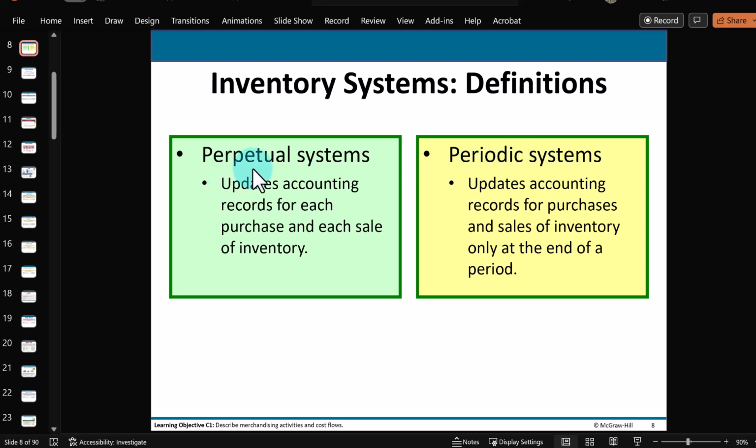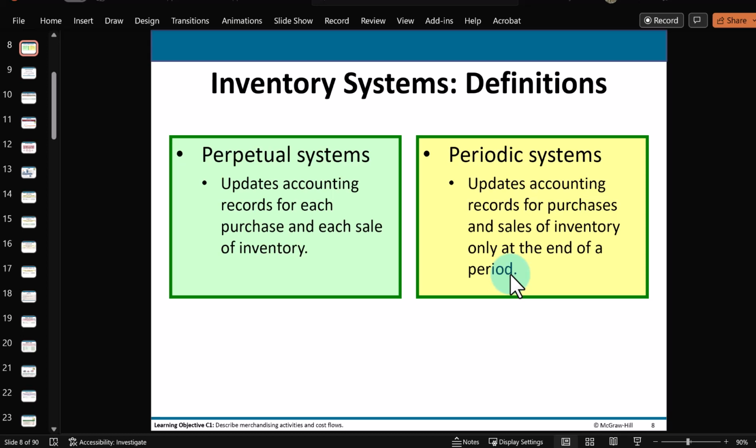Like the name implies, perpetual systems perpetually keep track of your inventory, keep track of how much you have left over after buying and selling throughout the month or the year. In the case of the periodic system, you are keeping track of what's being purchased and sold, but you really are not keeping track in detail how much you have at any point in time until the end of the period where you take a physical count. You go around your store and count how much is left over.